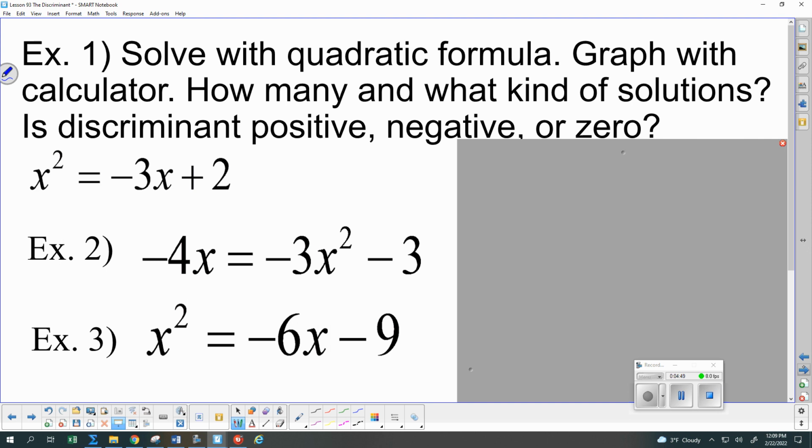As you do these, I'd like you to first get everything over on the left, so that you'll end up with a positive x squared term in there. So we're going to do something like x squared plus 3x minus 2 is 0. And similarly, with these two, bring everything over on the left. When you put it into the calculator, you will, of course, change that 0 to a y.